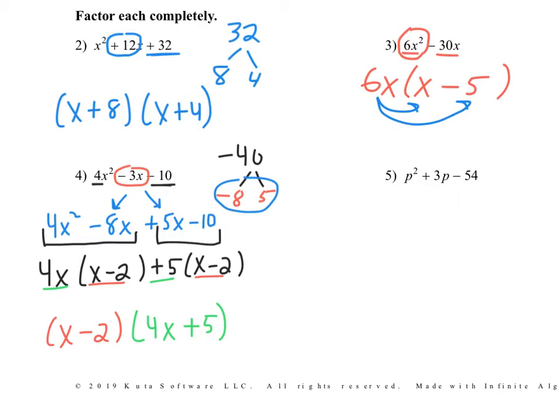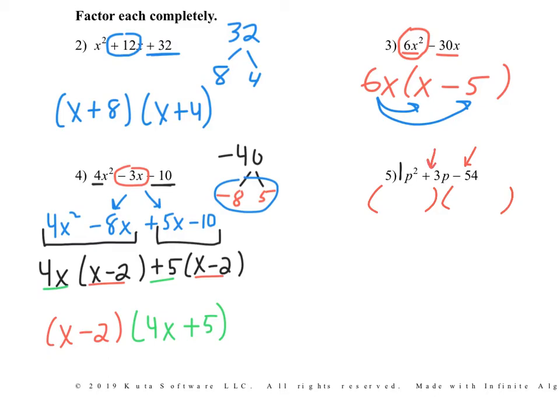Okay, number 5, very similar to number 2. Again, the difference is that when there's just a 1 out front, you do not need to do the grouping and split the middle term. You can still do that method. You just don't have to. So in this case, it would just end up being factors of negative 54. We need them to add up to positive 3.